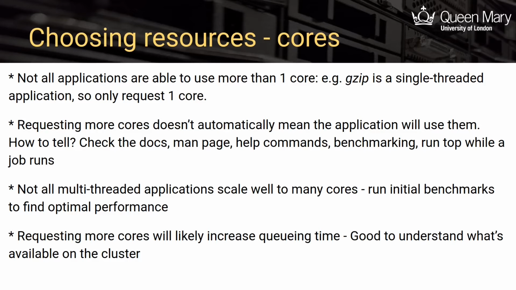Finding the optimal performance for an application may take a few attempts, so we recommend running a few short jobs using a variety of core and memory requests to find the best combination for your application. By starting with fewer resources, the jobs will likely be queued for a short period of time or start running immediately.